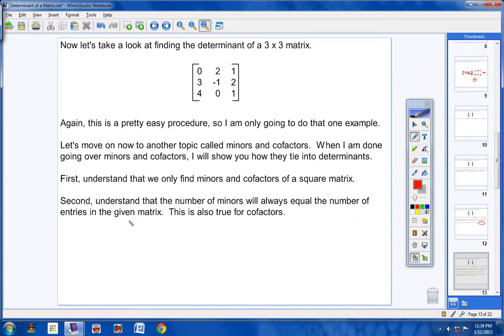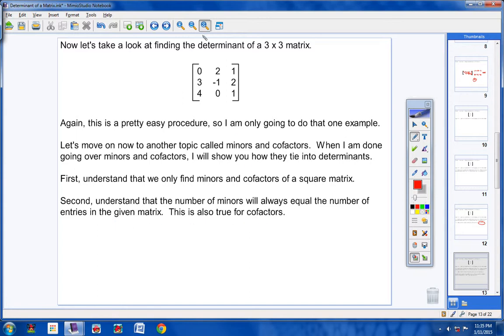Number two, understand that the number of minors will always equal the number of entries. For example, this matrix here has how many entries? 9: 1, 2, 3, 4, 5, 6, 7, 8, 9. So how many minors would I have? 9. How many cofactors would I have? 9 also. The number of minors will always equal the number of entries. This is also true for cofactors, okay?